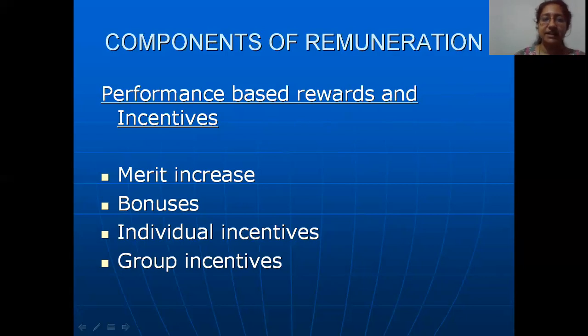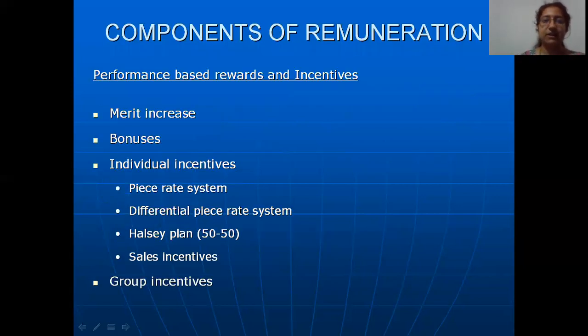You have merit increase, bonus, individual incentives, and group incentives. So let's have a look at individual incentives itself. Merit increase and bonus are separate topics. Under individual incentives, you again have several sub-classifications, such as a piece rate system, a differential piece rate system, something known as a HALSE plan, 50-50 HALSE plan, and sales incentives.